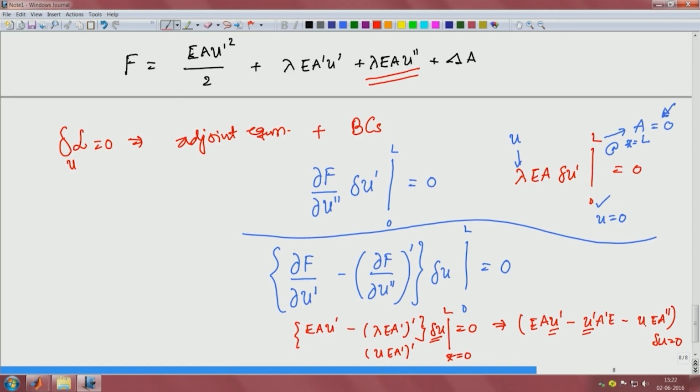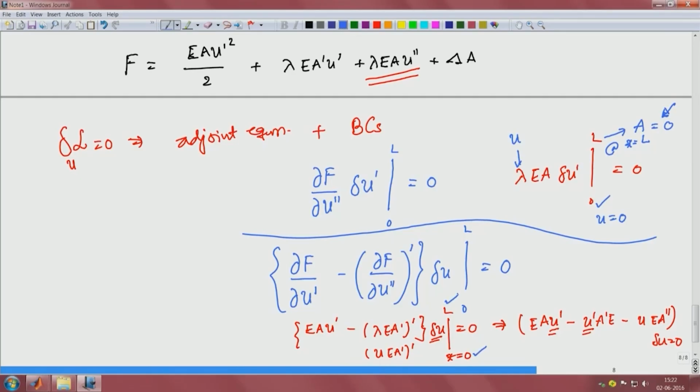So, for that to be, because delta u is not 0 at the other end, this should be 0. E is not 0, so A'' should be equal to 0, which we have because we got A to be linear profile. When you take one derivative it will be constant, the second derivative I take is 0. So, that is also satisfied. So, both this end and that end, these are satisfied. What we got out of that is this thing, A'' equal to 0.